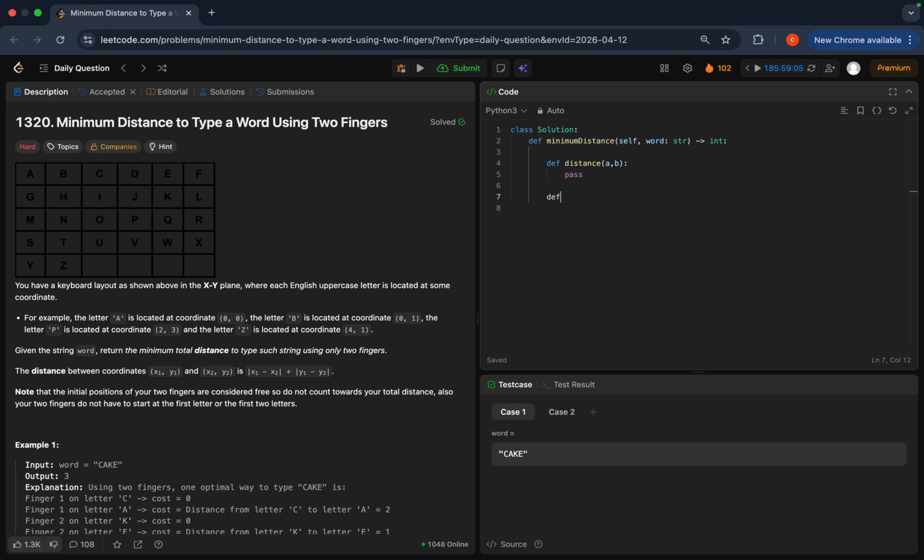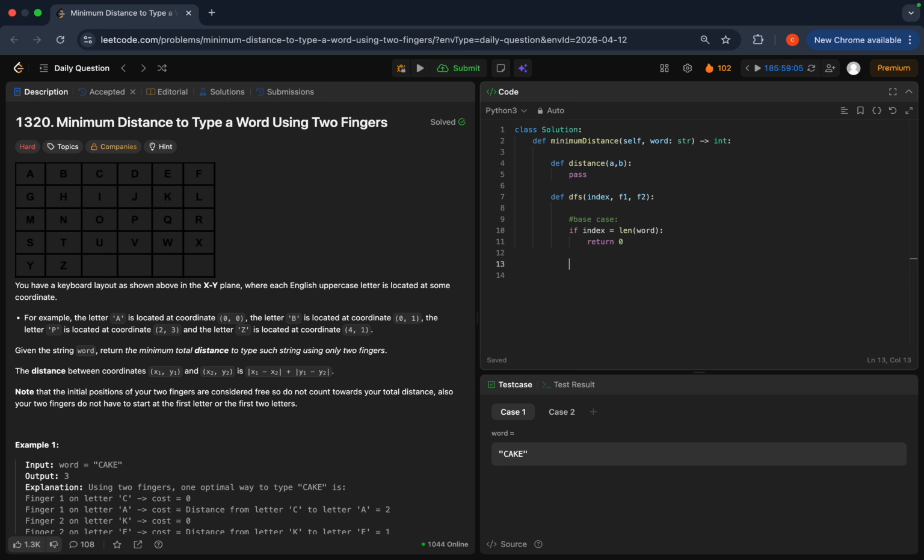So now we will have DFS, which will take in 3 inputs: the index, followed by finger 1 and finger 2. So we have the decision stored in this finger 1 and finger 2 variable. So the base case is, when the index is equal to the length of word, we return 0.